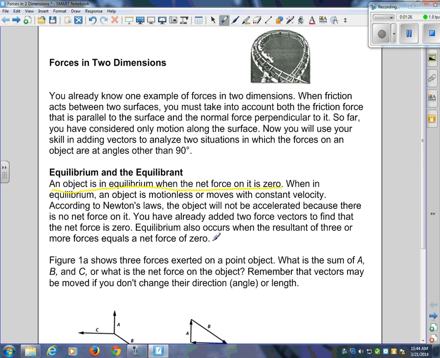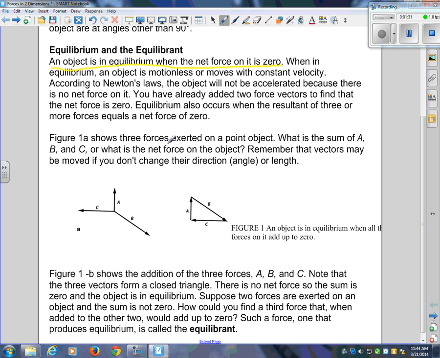Figure 1a shows three forces exerted on a point object. What is the sum of A, B, and C, or what is the net force on the object? Remember that vectors may be moved if you don't change their direction. You guys know that from a long time ago. So if I took A and B and C and put them all tip to tail, the end result would be zero. Okay? And we would say that this object is in equilibrium.